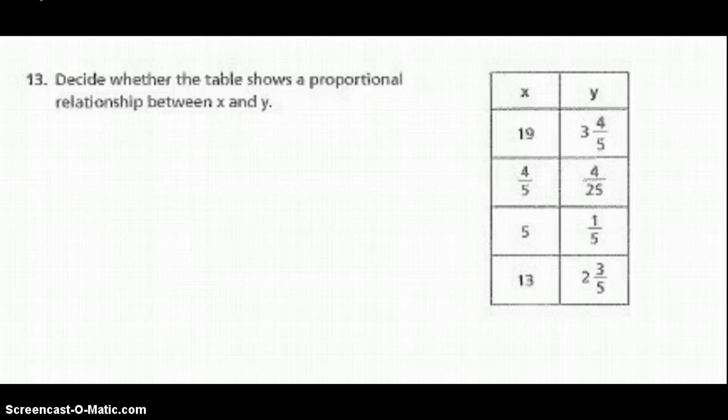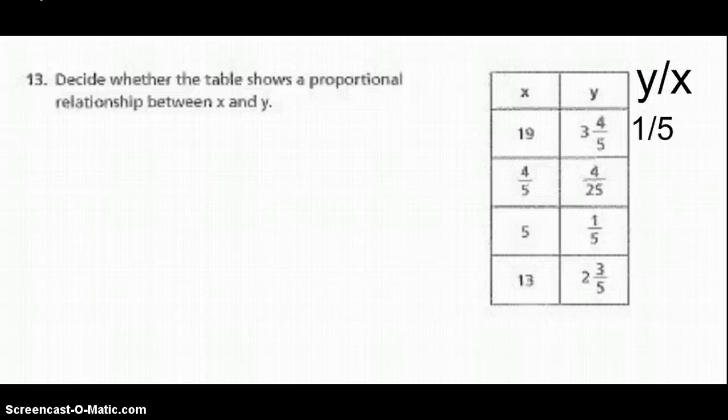The last problem I want to try together is question number 13. It says, decide whether the table shows a proportional relationship between x and y. So again, we're going to take y divided by x and see if we get the same thing every time. This time we have fractions, so it might be a good idea to try it with your calculator. Make a y over x column again. Determine what the value is for y divided by x for all 4, and then write down yes or no whether or not it shows a proportional relationship.